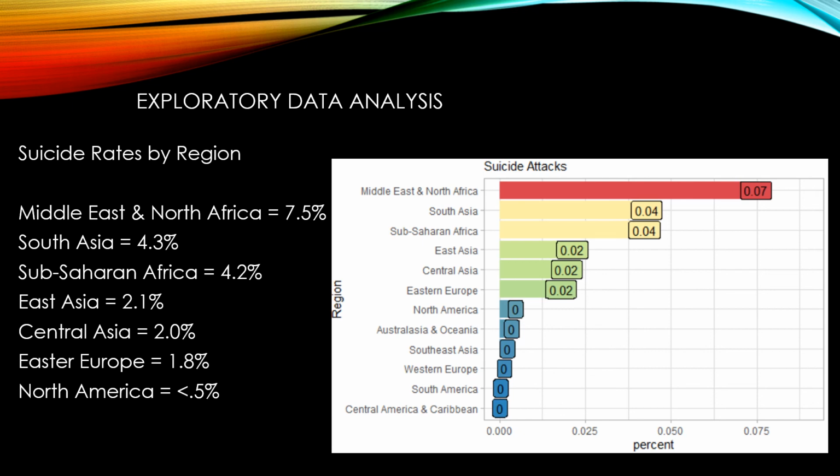I wanted to look at the suicide rates by region. When I think of terrorism, I usually think of suicide attacks, and so I wanted to know how prevalent suicide attacks were within each region. And what I found is that there weren't actually a high number or percentage of suicide attacks. So we see that the Middle East and North Africa had the most at 7.5%, and then it stair steps its way down until you hit North America, and below that where we see that suicide attacks represent less than 0.5% of all attacks.